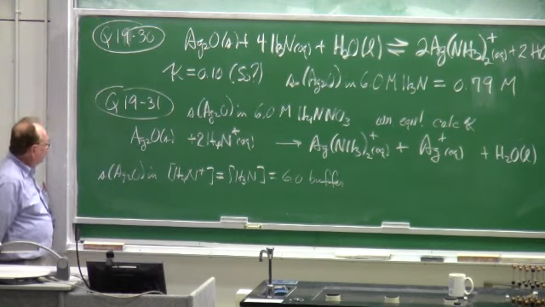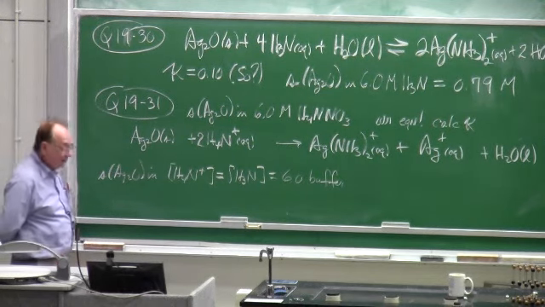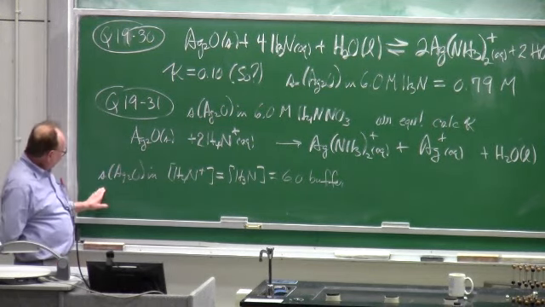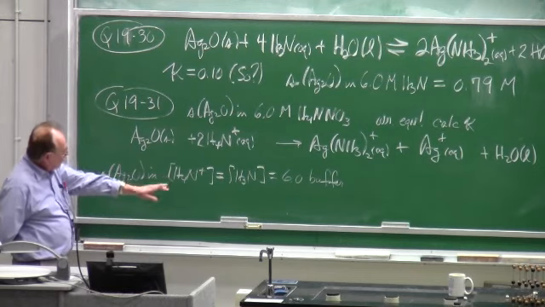Now, the other part of this question, you can do the arithmetic. You can calculate K. You know how to do this kind of stuff. Silver oxide dissolving in an ammonium ion ammonia buffer.